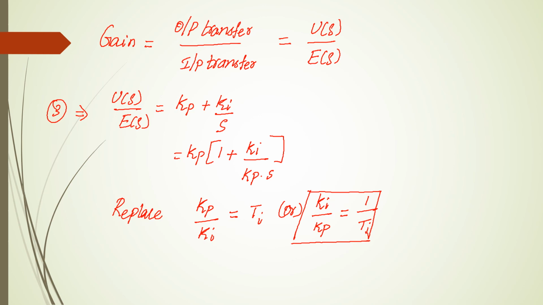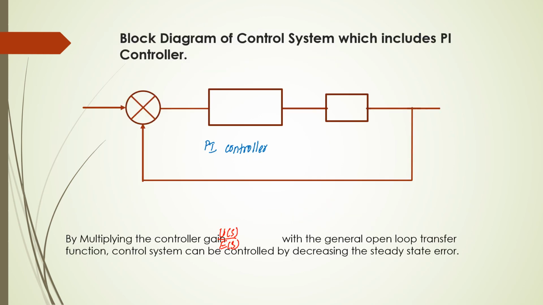The equation becomes gain is equal to U(s) divided by E(s) is equal to Kp of 1 plus 1 by Ti dot s. You are just substituting the value of Ti from the previous equation. Okay, so this is going to be the gain of the system.